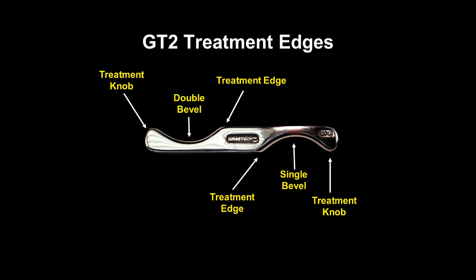So this slide here shows one instrument, our GT2, and again, there's a lot to this instrument. There's a number of different edges, angles, and part of our training process is to encourage you to become very comfortable with each aspect of every instrument as they're applied to different body parts as you go through our level 1 training.